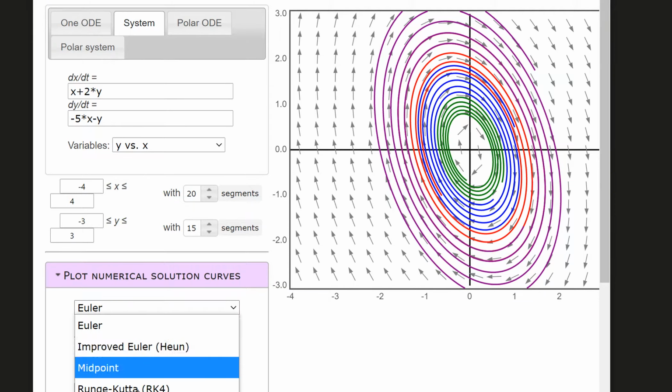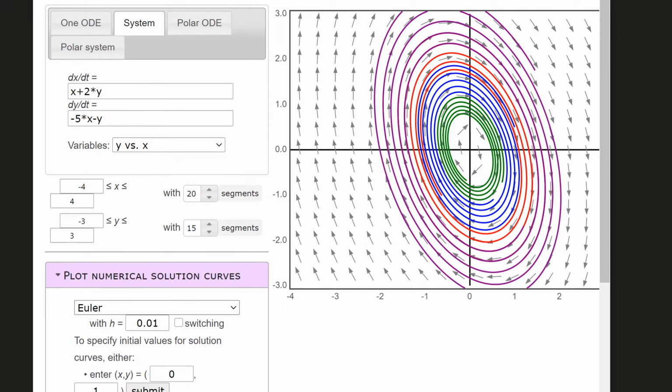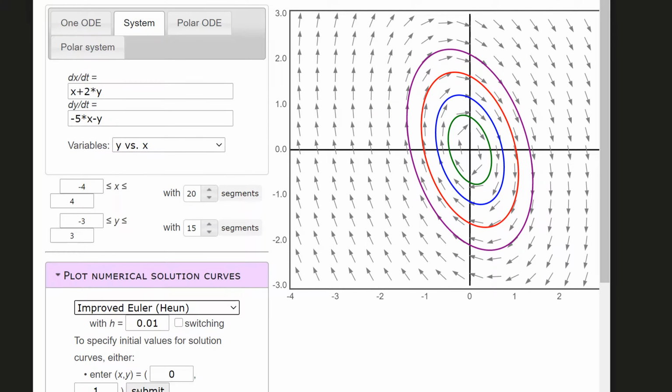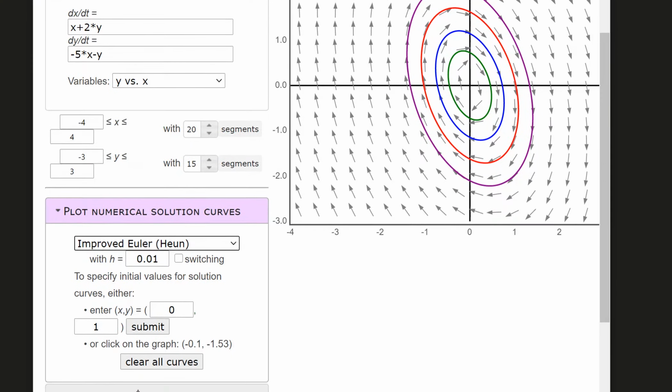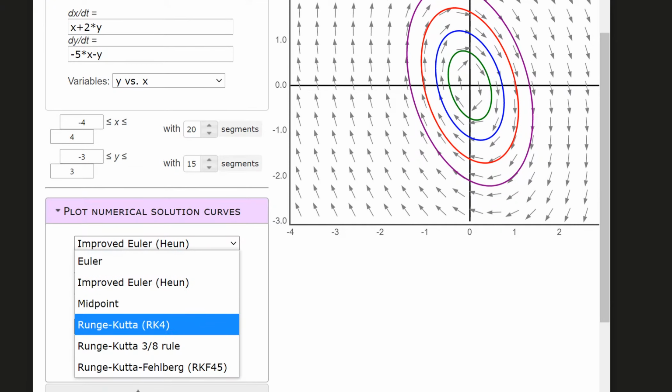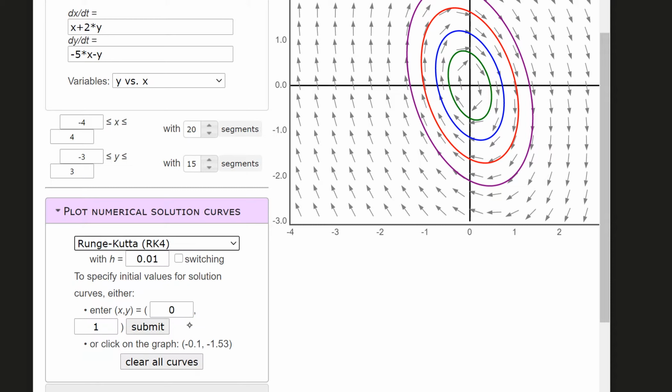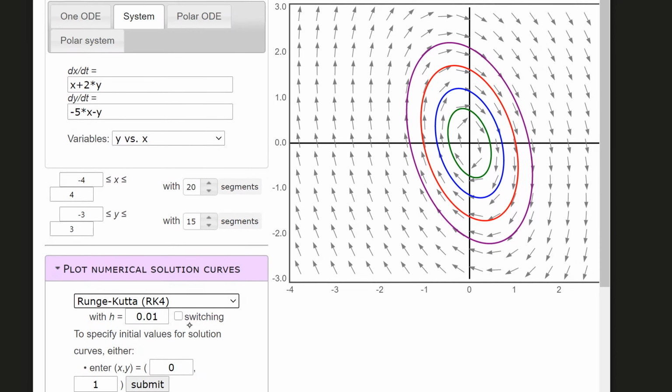How about improved Euler? Does that give us a center? Oh, that does give us a center. Oh, good. So we didn't actually need to go to fourth order, but of course sometimes it's nice to just check the fourth order. Very good. And so now you see how to use the plotter here.